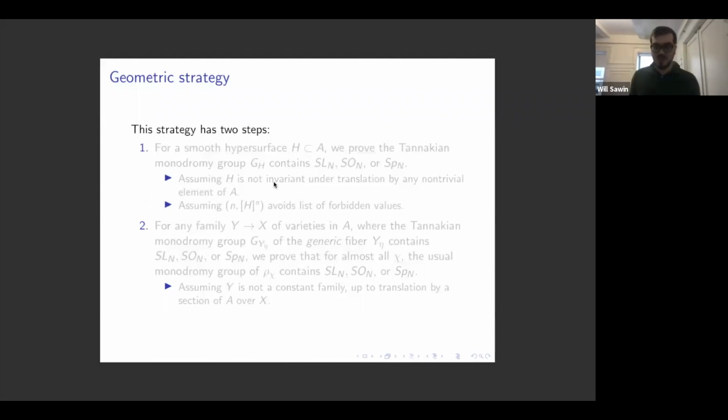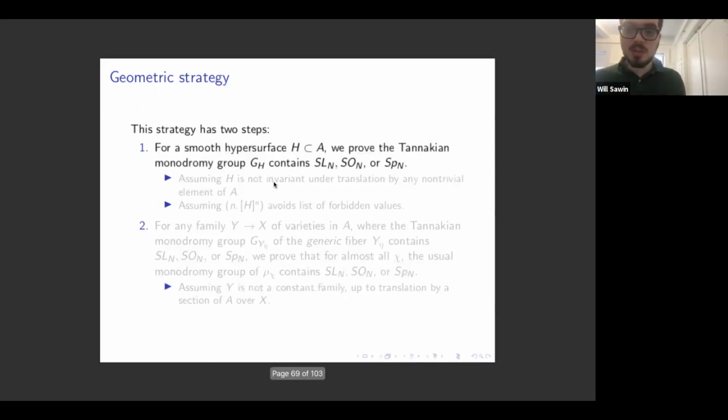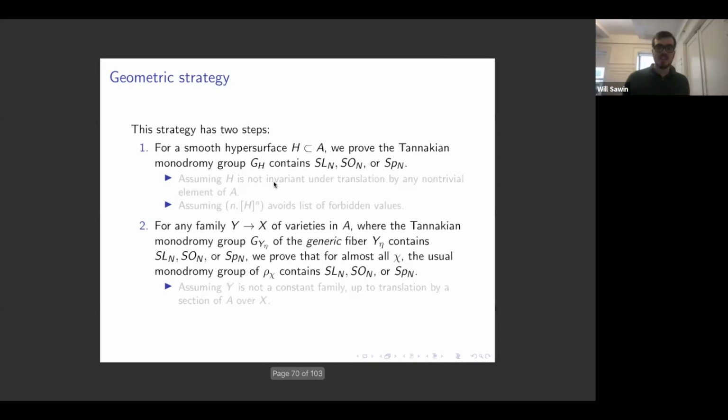But don't worry too much about that definition because it may be better to think of it in terms of the big picture. So our strategy for proving the big monodromy theorem has two steps. We'll first fix a single smooth hypersurface in A, and we'll show its Tannakian monodromy group contains one of our three classical groups. And we'll next consider a family of varieties in A, and assume the Tannakian monodromy group of the generic fiber contains one of our three classical groups. And we'll conclude that for almost all chi, the usual monodromy group contains one of the three classical groups. So putting these two statements together, we get our main monodromy theorem.